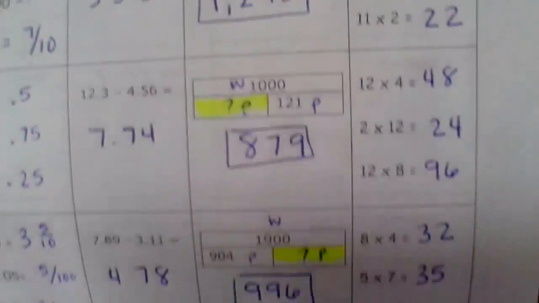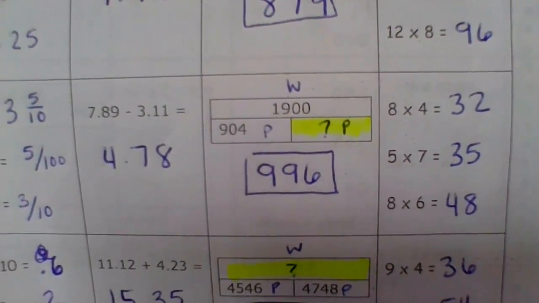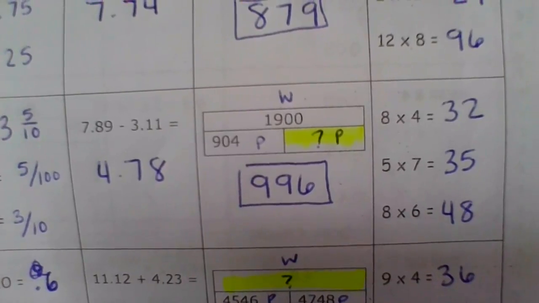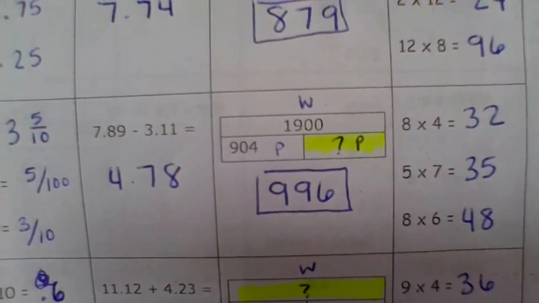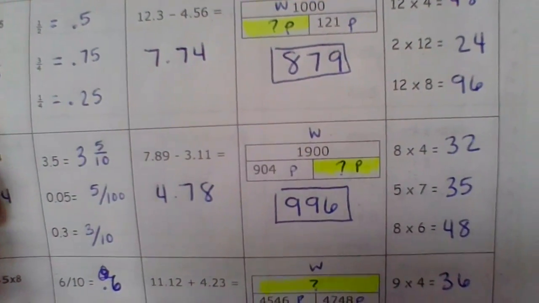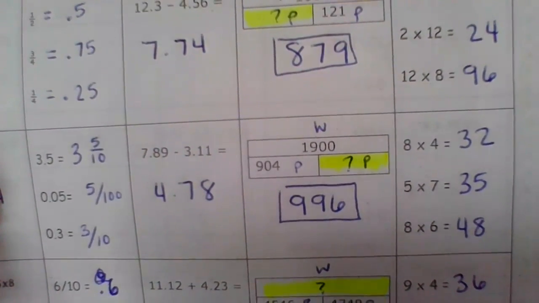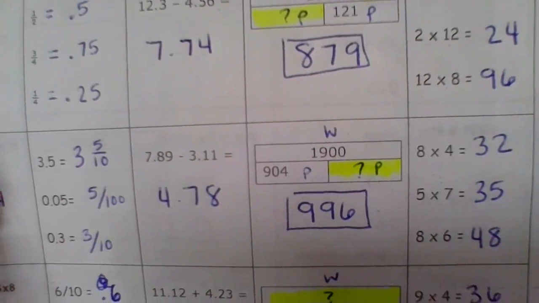And our last column is our multiplication facts, boys and girls. Right here. 8 times 4 equals 32. 5 times 7 equals 35. 8 times 6 equals 48.